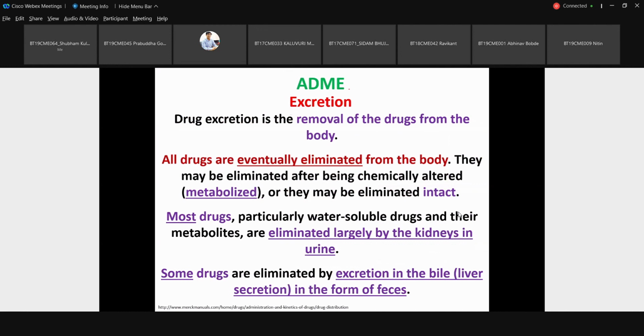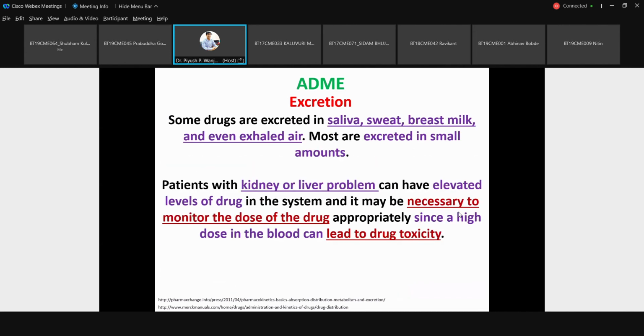Then the last step here is excretion. Whatever you have taken inside the body should ultimately be eliminated from the body. It is not going to stay within the body. Many of the drug molecules simply get eliminated in the urine, but some pharmaceutical drugs can have a more complex form of excretion, through liver secretion or in the form of feces. And surprisingly, some of the drug molecules are also excreted in saliva, sweat, breast milk, or even exhaled air. You can consider all the different ways they have for excretion.